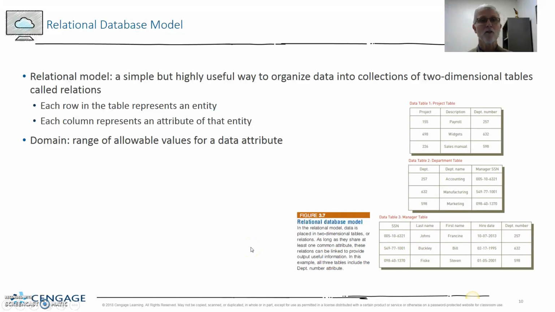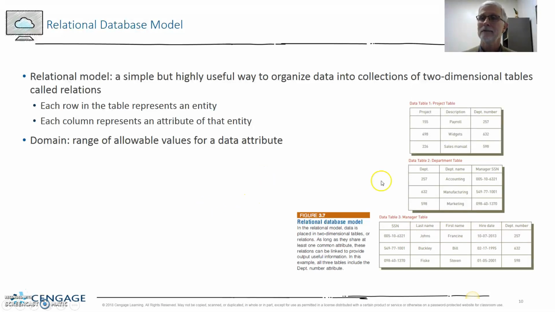Now, there's also a relational model, a relational database. And we see a lot of that more today, where I've got a series of two-dimensional tables where a row in a table represents an entity, and a column represents a particular attribute of that entity. So you get a two-dimensional table, and then you've got an example off to the side here. And then the domain is, what are the allowable values for a particular attribute?